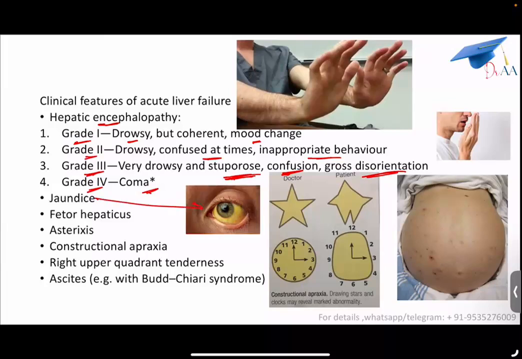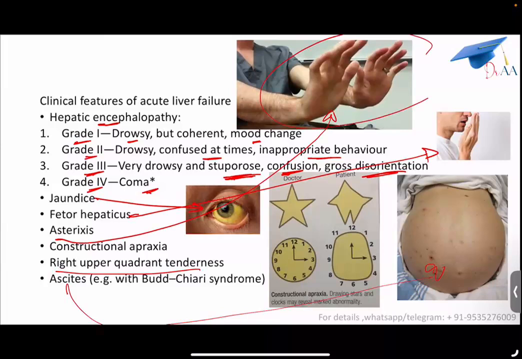They can have jaundice. They can have fetor hepaticus, that is nothing but bad smell. They can present with ascites, upper quadrant pain, and asterixis. This is when you ask them to extend at the wrist level, that is dorsiflexion, and they have flapping tremors. These flapping tremors are known as asterixis. They'll have constructional apraxia, that means if you ask them to draw something, they may not be able to draw it similarly. It will look haphazard in adult patients. These are the features of acute liver failure.